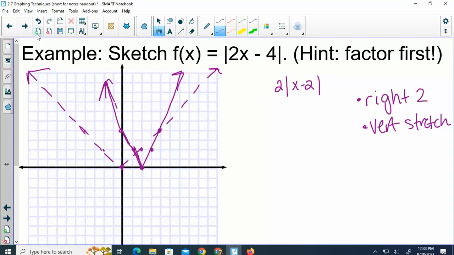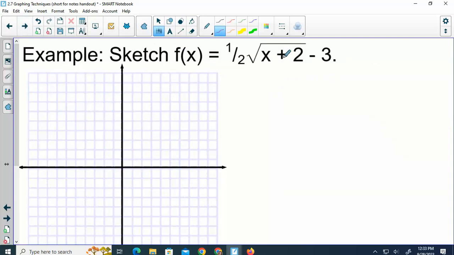Alright. We're probably going to skip around a little bit. We may not do all of them, but I want to do several that have multiple transformations going on. So if I look at this one, the parent function would be what? Square root of x. So get some exact points. Square root of 0 is 0. Square root of 1 is 1. 4, 2, 9, 3.